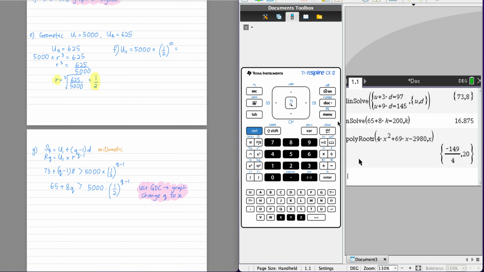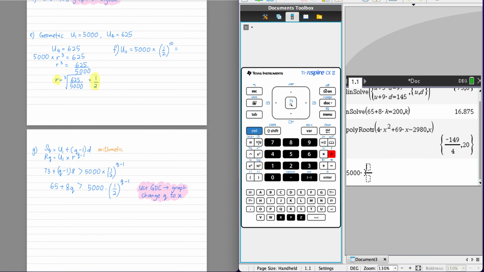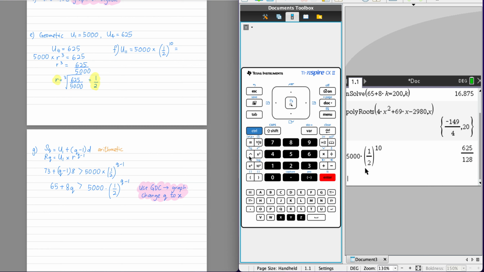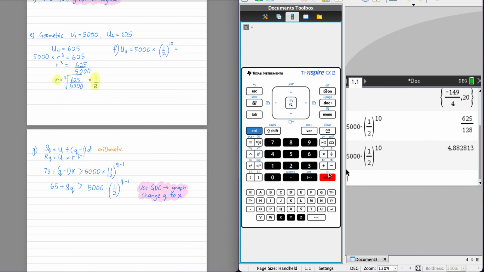Okay, so I'm going to use the GDC here. So 5000 multiplied by, okay, control divide. This is where you get the fraction. Maybe we need to put a bracket first. So this part is 1 over 2, and to the power, the button next to x squared, power of 10, and we get 625 over 128. You can leave the answer as a fraction, or if you want to change it to decimal, you can use control enter. You can see the estimation symbol up here. So it converts that to the decimal, 4.88, three significant figures always.